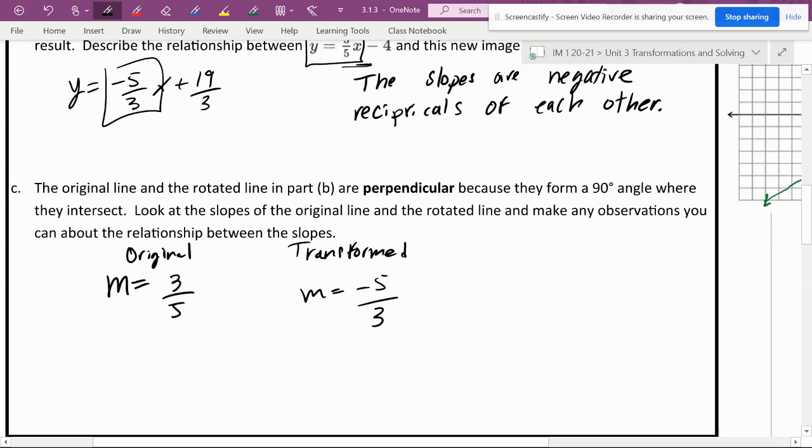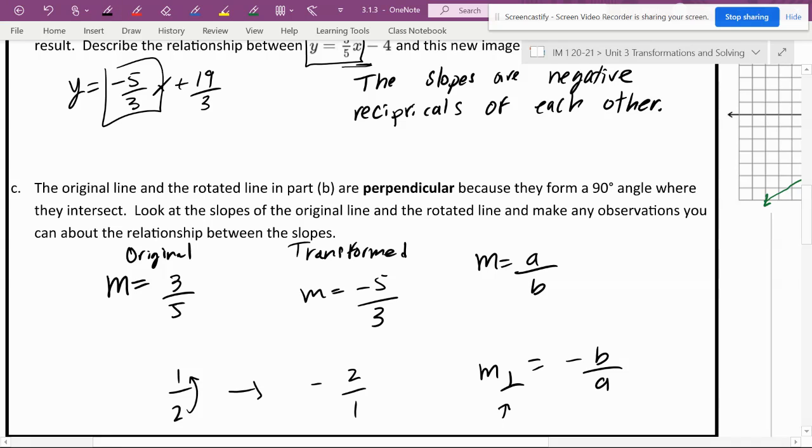All right. So when you have a number, if it's a fraction, like 1/2, the negative reciprocal of that would be negative 2 over 1. So you just flip it over and make it negative. So again, the slopes are the negative reciprocals of each other. So if the slope of one is a over b, the slope of the perpendicular line is going to be negative b over a. And that symbol right there is for perpendicular.